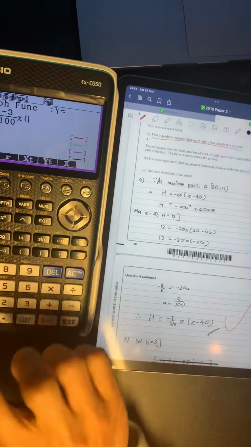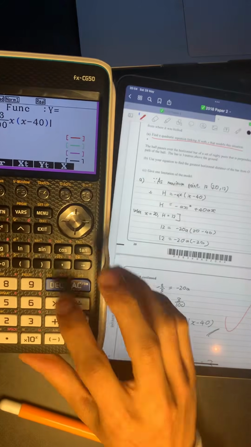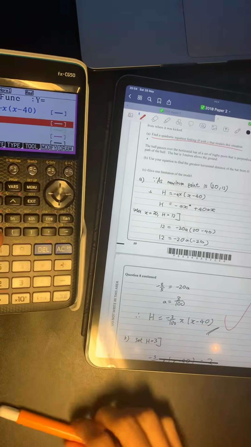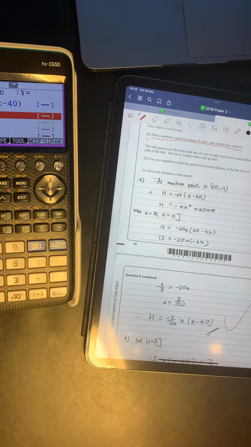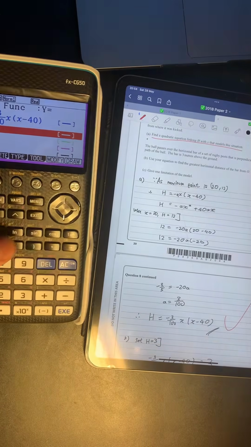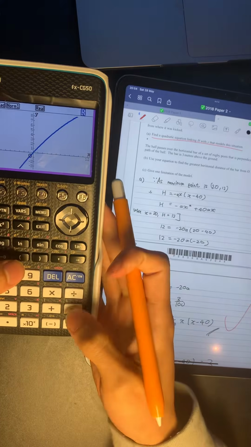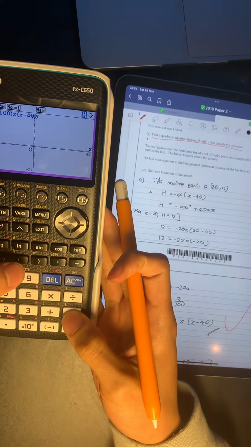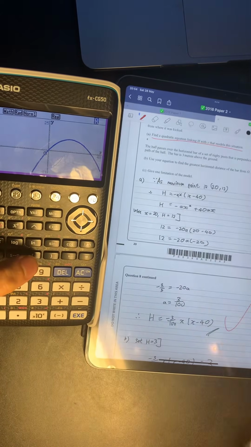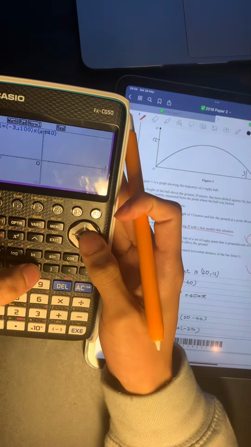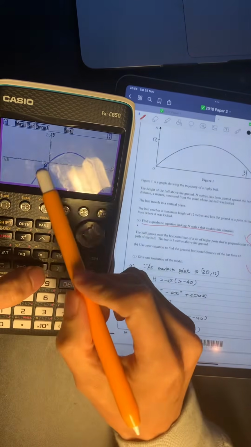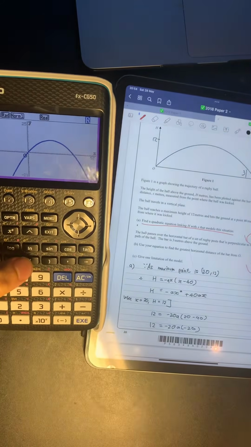So we got x minus 40. And let's press draw. You can see it's very zoomed in. So we got the model. Again, we can restrict the domain if we want, but that'll just waste our time. We can just sort of look at that part of the graph.